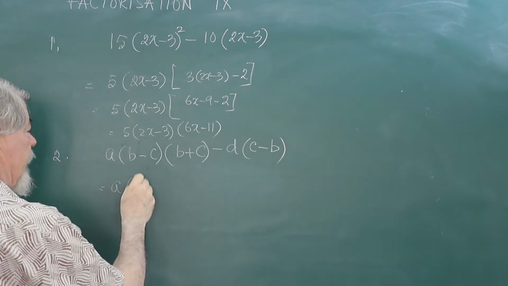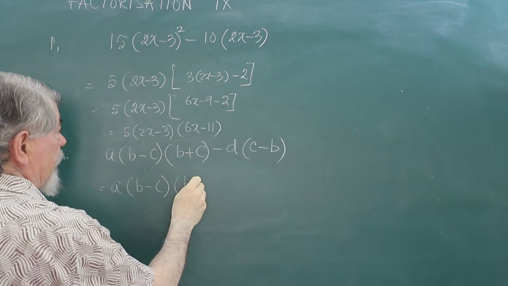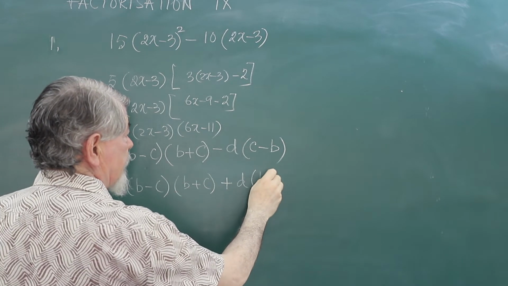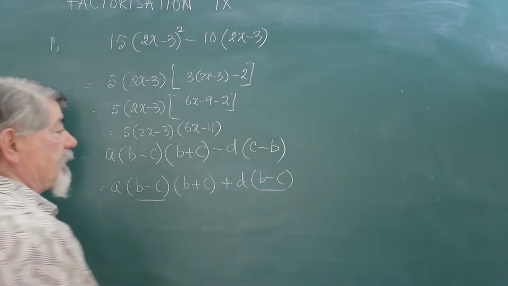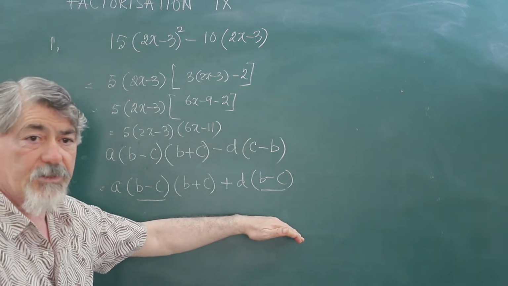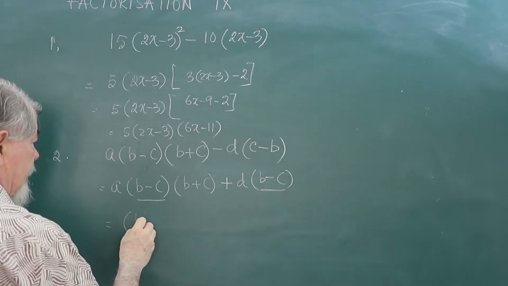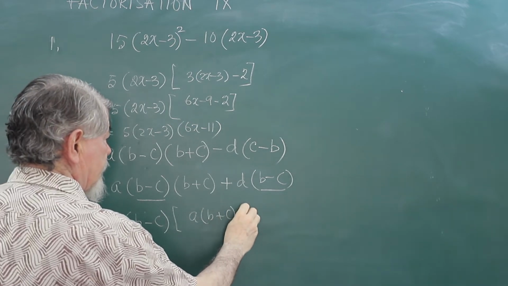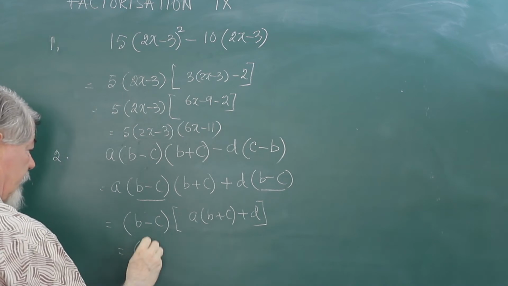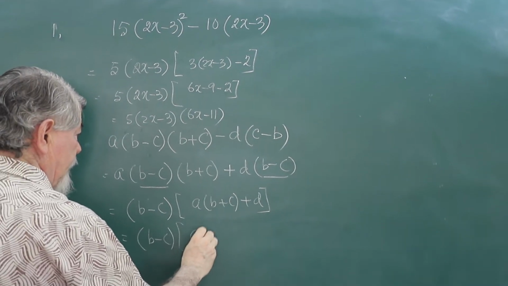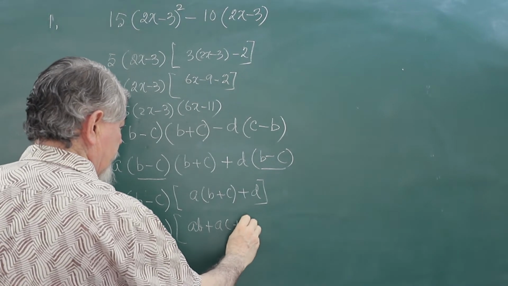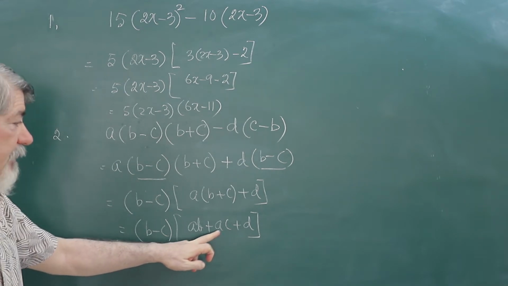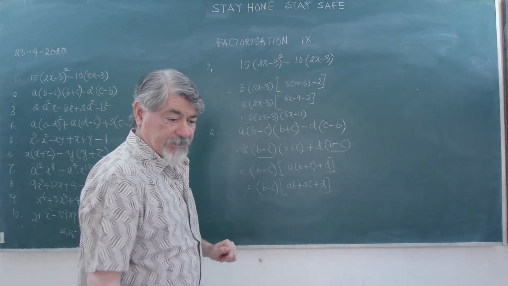It is a into (b minus c) into (b plus c). I take out minus common, so it becomes plus d into (b minus c). So b minus c is common here and here. That term we will take out as common. Now it will be left a into (b plus c) plus d. I can open it out. It will be (b minus c) into (ab plus ac plus d). So these are the two factors: (b minus c) and (ab plus ac plus d).